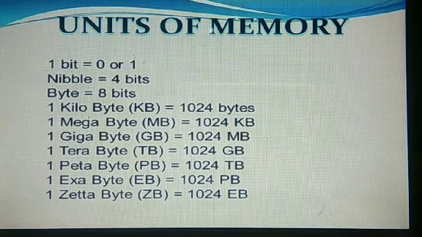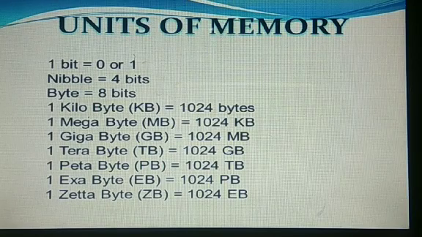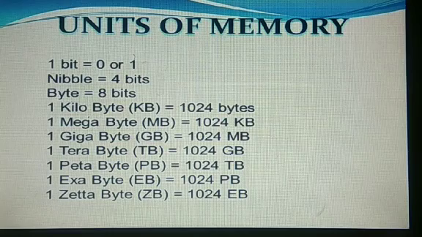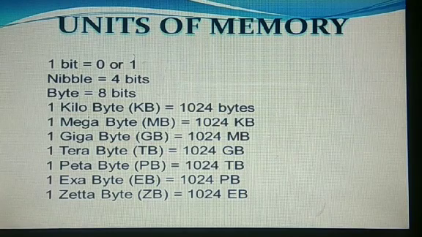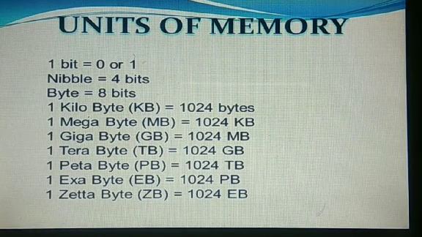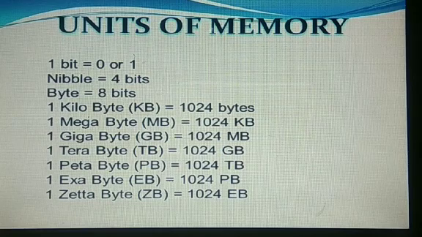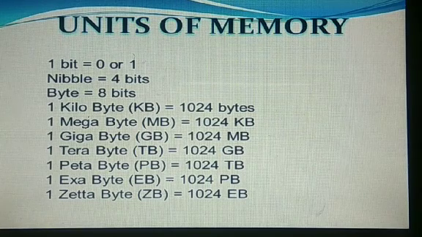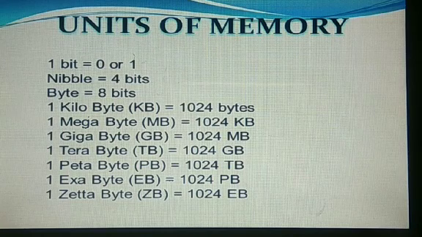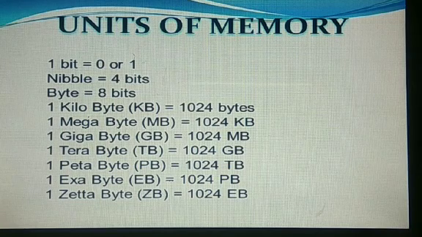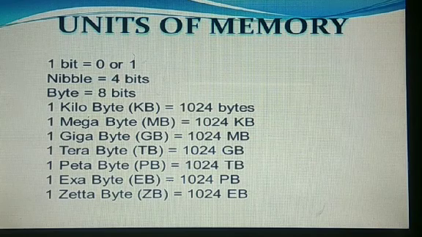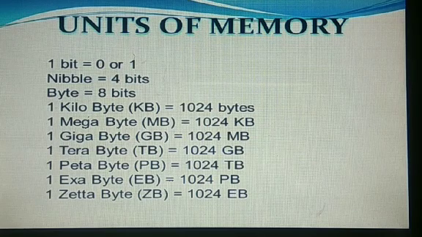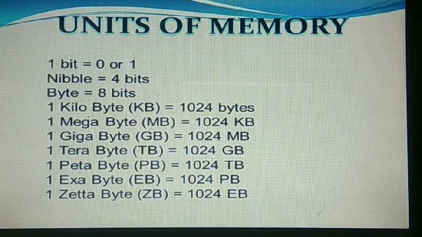Now we come to different units of memory. Like we have different units for length, we have different units of measurement for everything. The same goes with memory. We can see here that 1 bit is 0 or 1. I told you that the computer only understands the language of zeros and ones. So 1 bit is either a 0 or a 1. Next we come to the nibble. A nibble is a collection of 4 bits. And what is a byte?